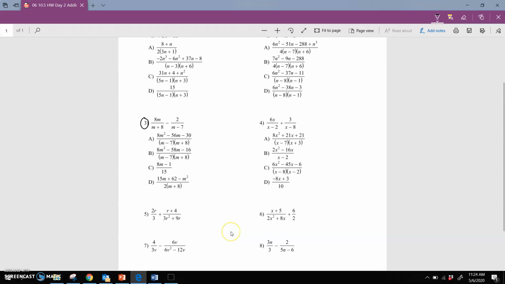If I go back to my worksheet, I can look at my answers and I see that answer B does in fact match that. Again, the denominator they have in the other order, which is totally fine.